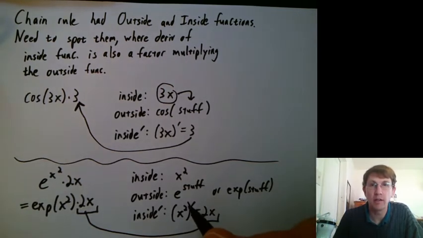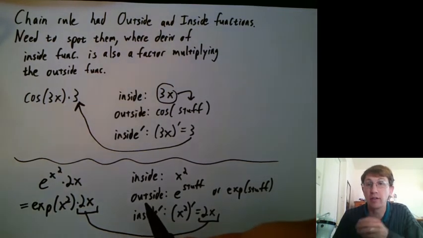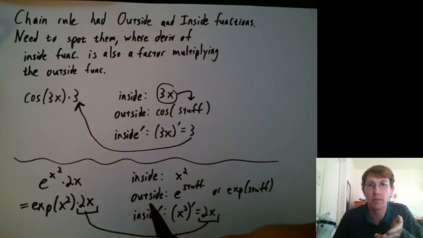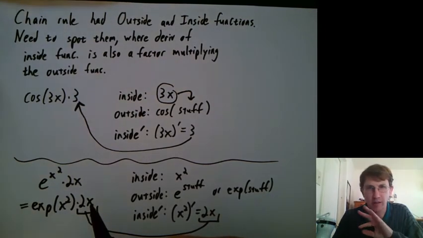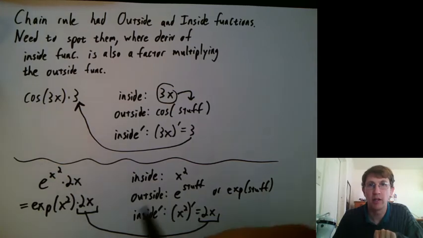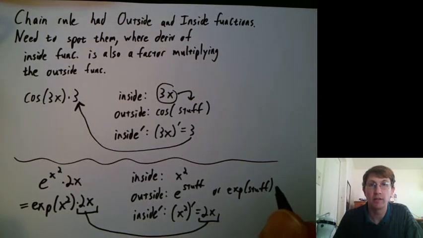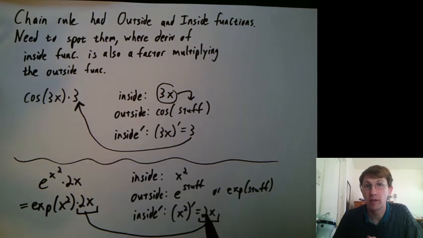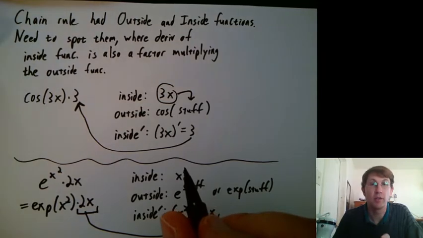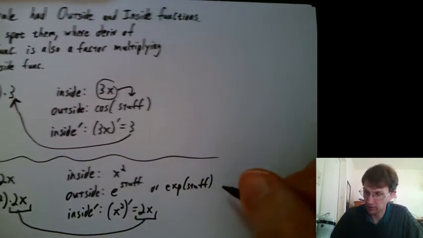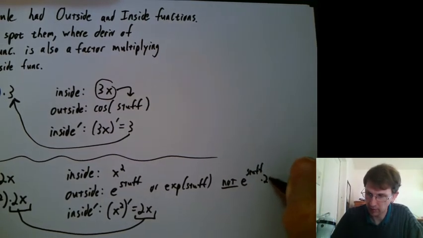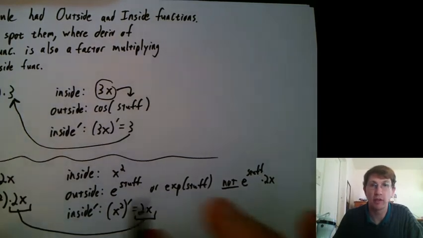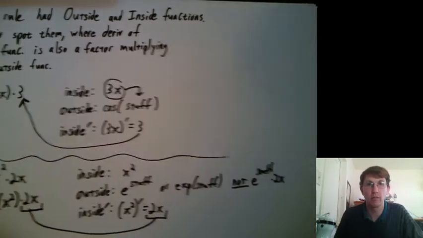Now, the key idea here is that if this were taking the derivative, we might be tempted to say the outside function is e to the stuff times 2x, or we might say, well, that's the product rule, let me just deal with e to the stuff first. So here I'm not saying that the 2x is included in the outside function. It just happened to be there because it happens to be the derivative of the inside function. So here we'll say not e to the stuff times 2x. The 2x is a separate thing, not considered part of the outside function.